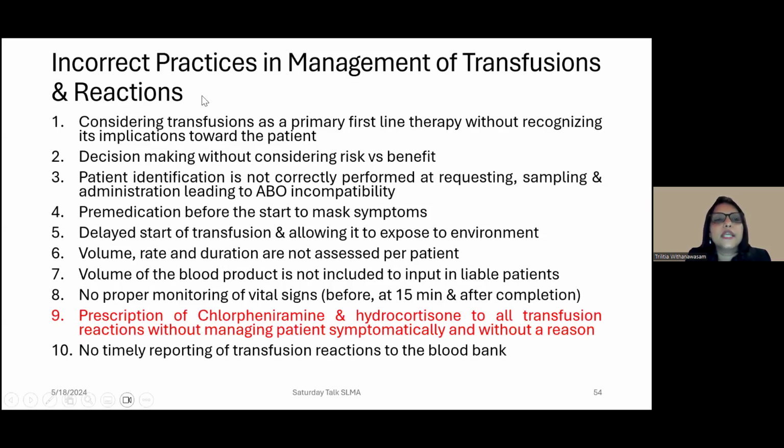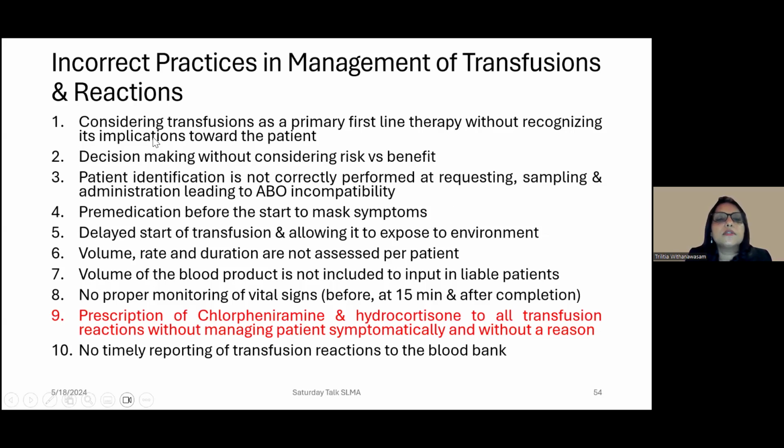I just thought of sharing, over my 20 years in the field of transfusion medicine, in so many centers in the country, incorrect practices are still there in the management of transfusions and the reactions. Just thought of learning from the errors, as an exercise, learning from the errors.